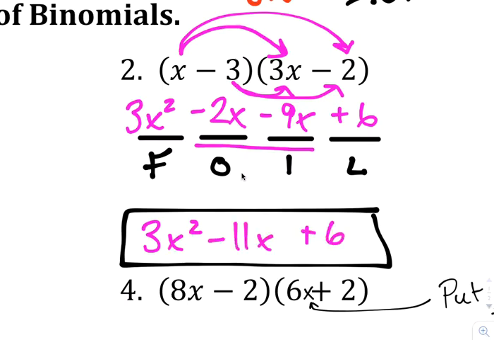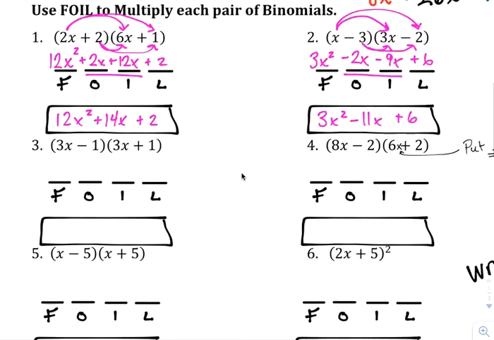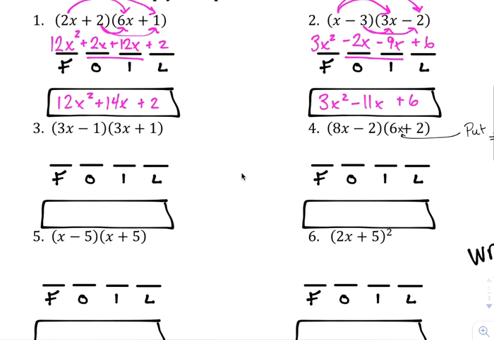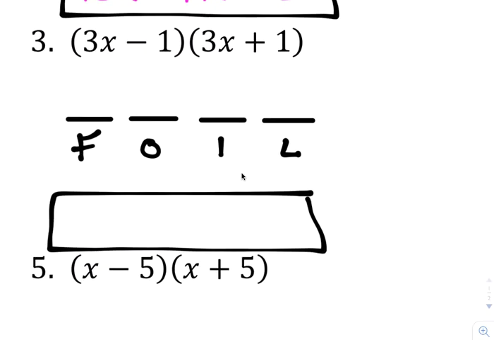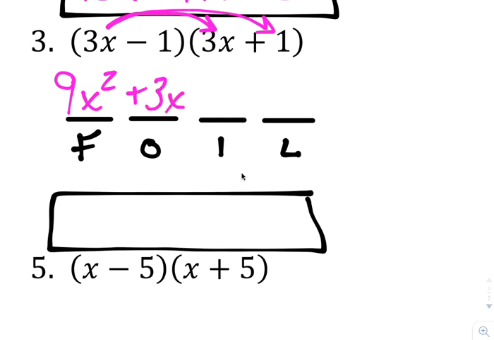I'm going to zoom out. If you missed anything, copy those down. Perfect. Let's go ahead and try 3. For problem 3, we're going to do the same thing. Start with the 3x. Distribute the first is 9x squared. Outside is a plus 3x. And then we move to the negative 1. Insides make a negative 3x. Last terms make a negative 1.